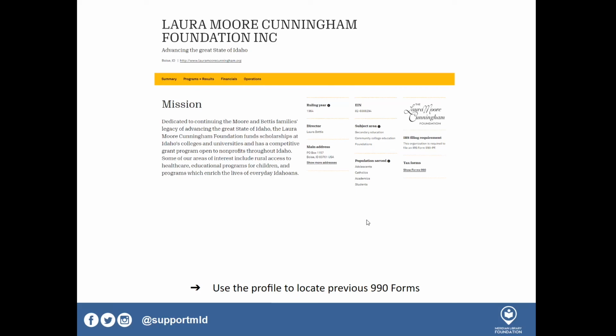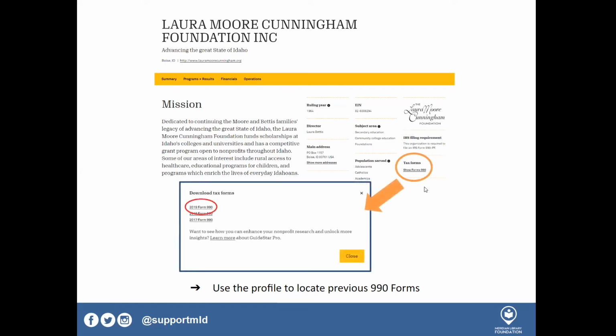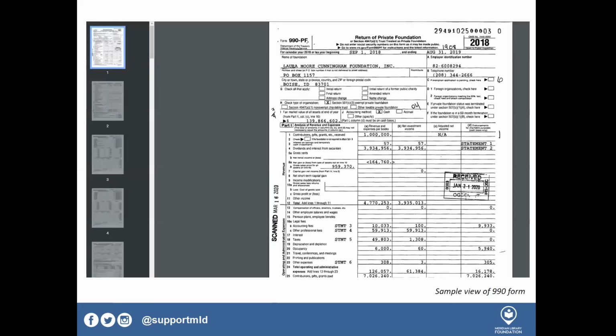So you can use this profile to locate previous 990 forms. These are also oftentimes available on FDO, but I didn't have a lot of time when I was preliminarily searching for these prospects. So I can now take a look at these 990 forms. You'll also find that Guidestar tends to have more up-to-date 990 information on their site. They're not just pulling once a year like FDO. So we're going to take a look at this 2019 Form 990 for Laura Moore Cunningham.